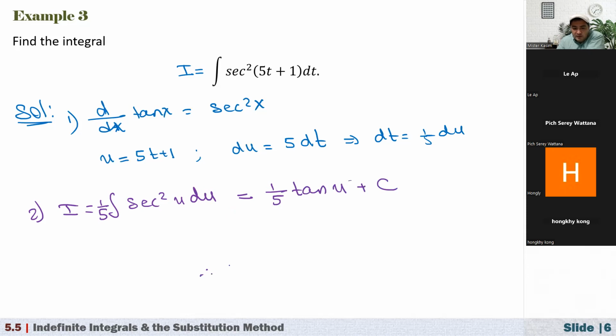Now we need to write our final answer in terms of the original variable, that is in t, right? So that's equal to 1 over 5, and here we have tangent of 5t plus 1, plus c. So if you differentiate this 1 over 5 tangent of 5t plus 1 plus c, you get secant squared of 5t plus 1.